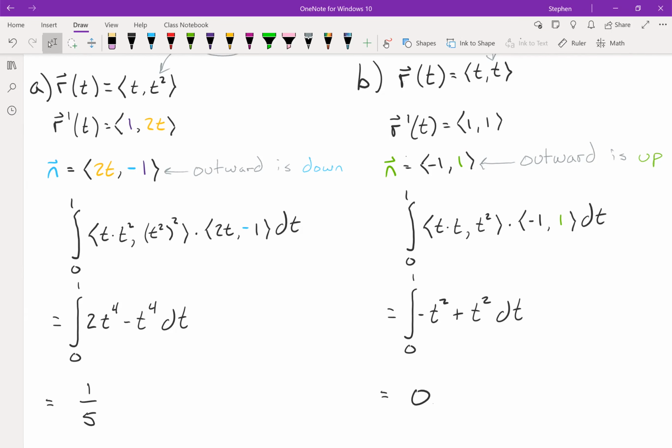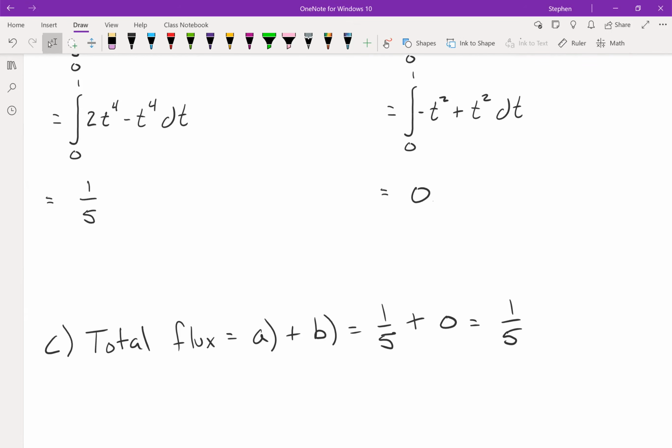And so then for the final part, which is asking for the total flux, I simply need to add parts A and B together. So 1/5 plus 0 still comes out to 1/5.